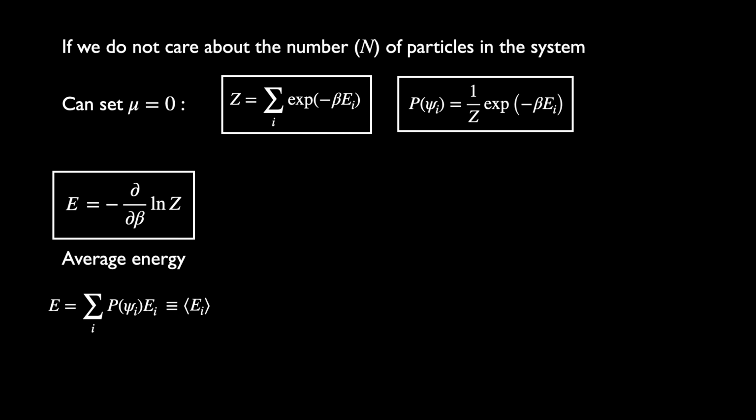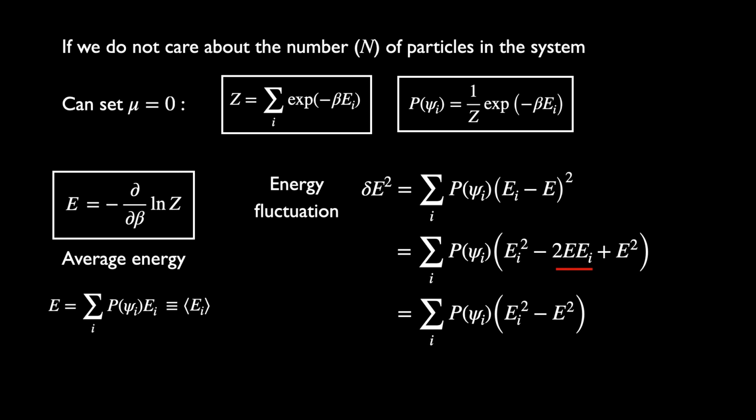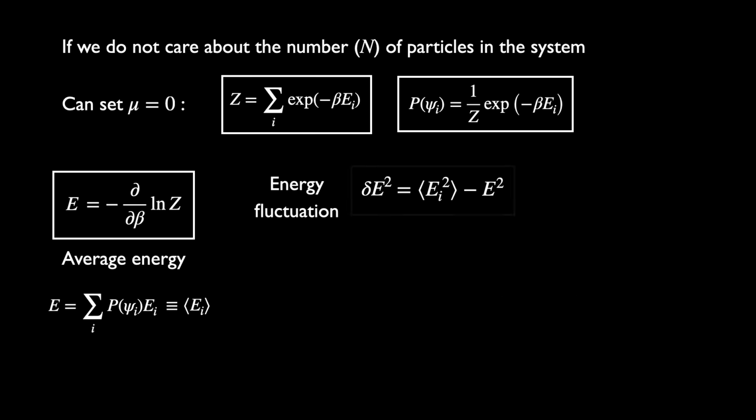For instance, the square of energy fluctuation, delta E squared, can be written as the average of the square of the difference between E_i and the average E, weighted by p(psi_i). The term linear in E_i in the bracket can be evaluated right away by replacing E_i by its average value. Therefore, delta E squared is given by the difference between the averages of E_i squared and E squared. This gives a more convenient expression for the square of energy fluctuation.